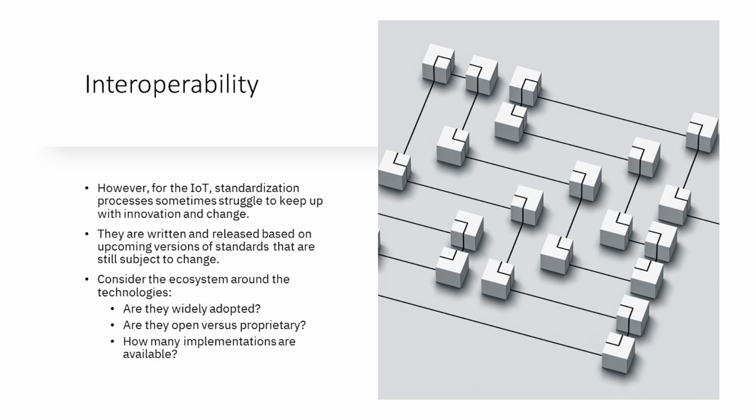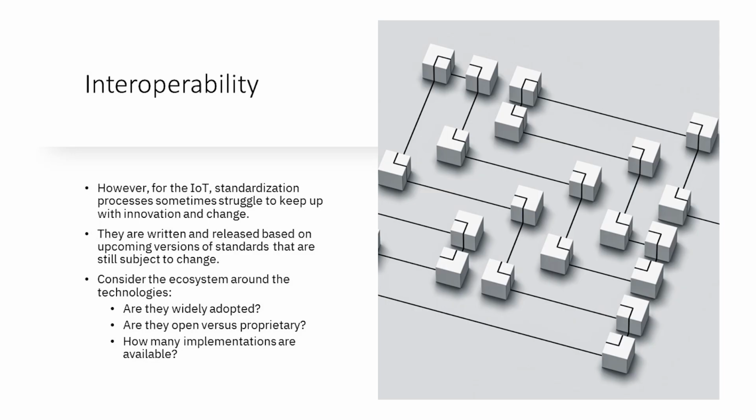However, for IoT, the standardization process sometimes struggles to keep up with innovation and change. They are written and released based on upcoming versions of standards. These do change, and there is innovation, for instance to consume low power, to ensure more intermittent connectivity and so on. So, these standards do change.